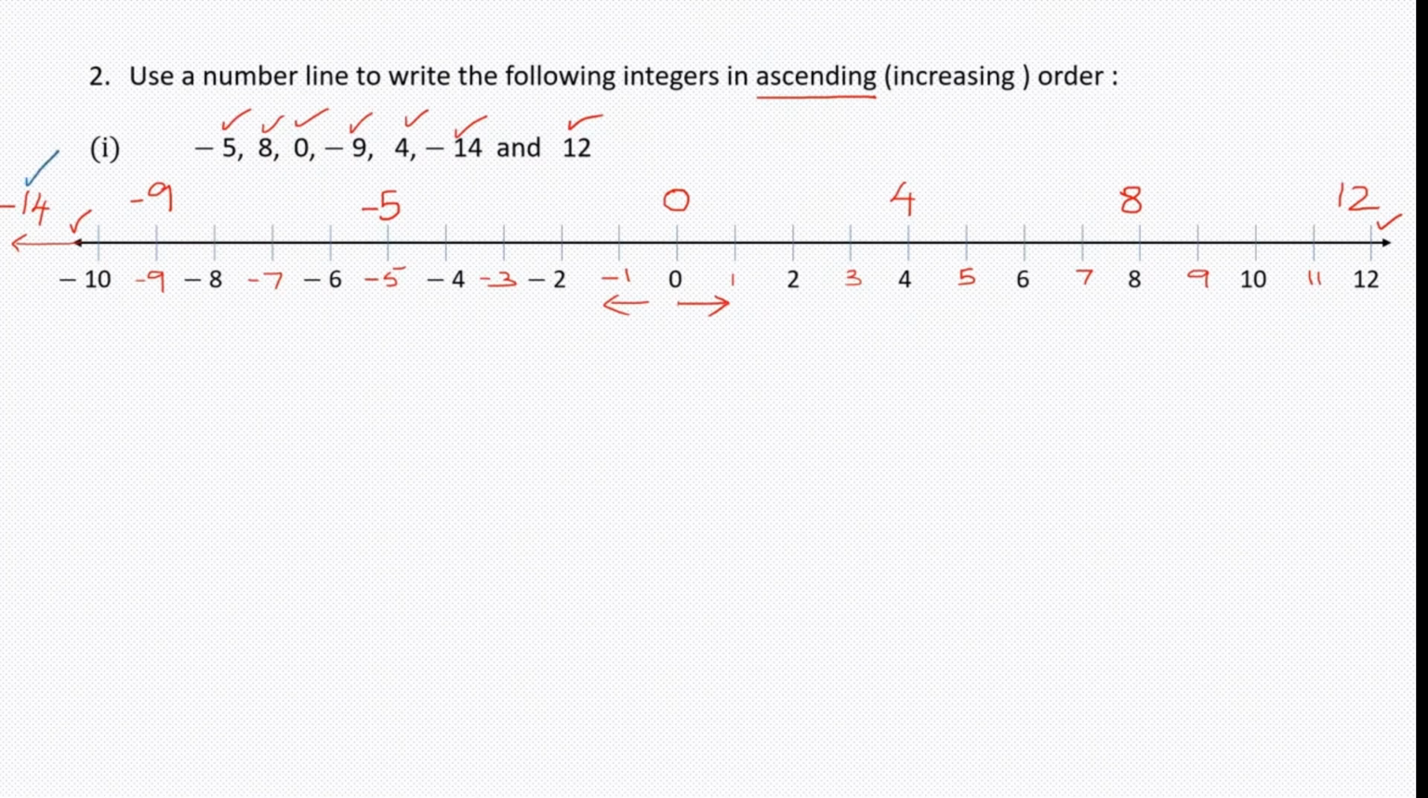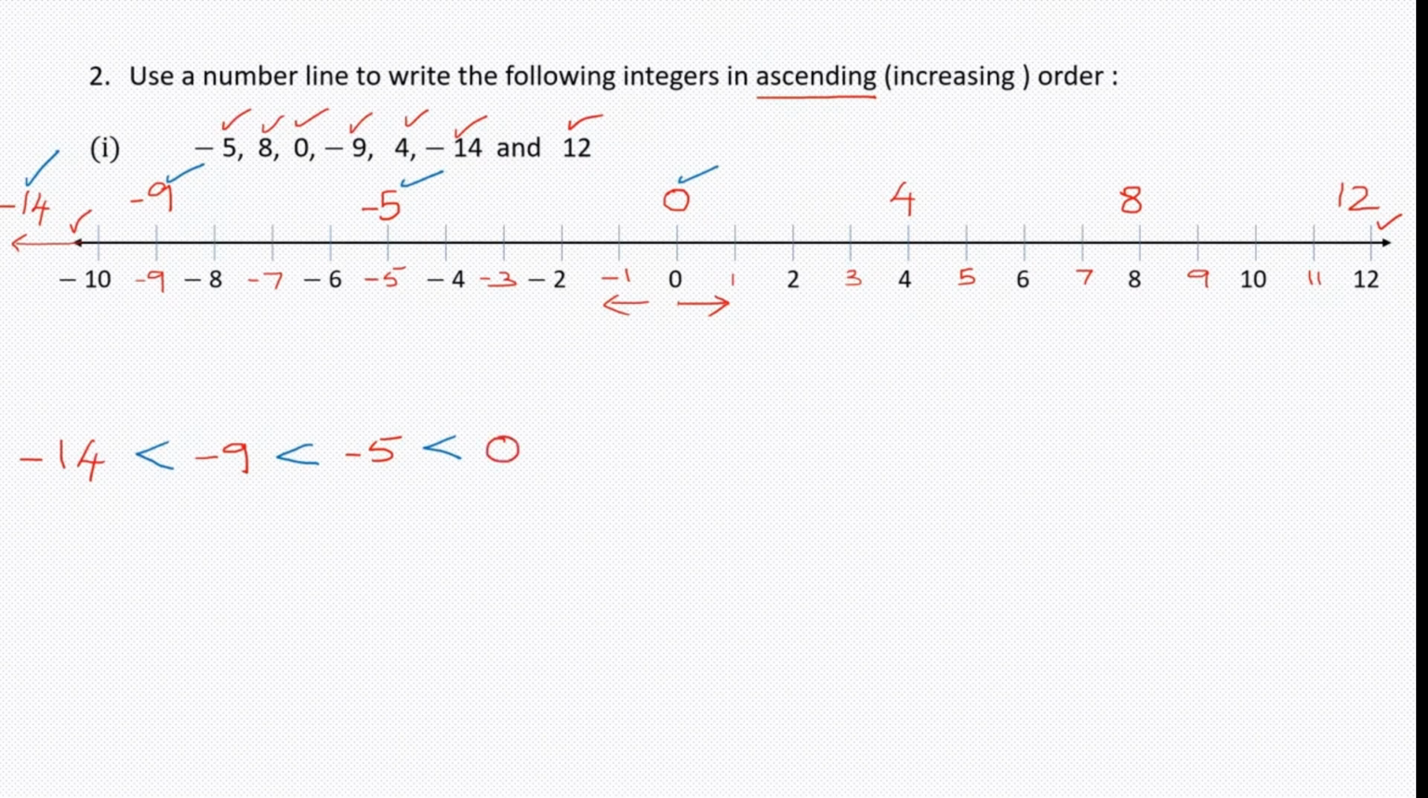Minus 14. So I'm going to write minus 14 first, and then we'll go on to the next number, which is minus 9. So minus 14 is smaller than minus 9. Go on to the next number, minus 5. Minus 9 is smaller than minus 5. Then go on to the next one, which is 0. So minus 5 is less than 0. Let me write down 0 in red there. Okay, I'll erase that and write 0 in red.